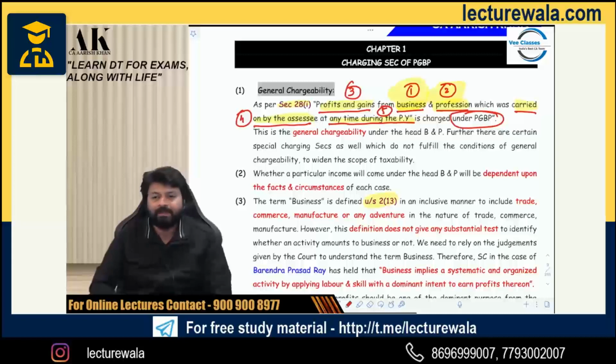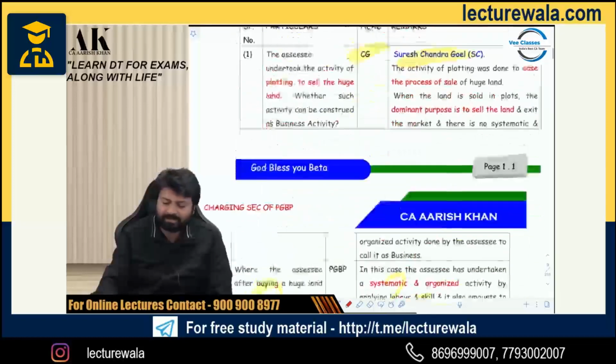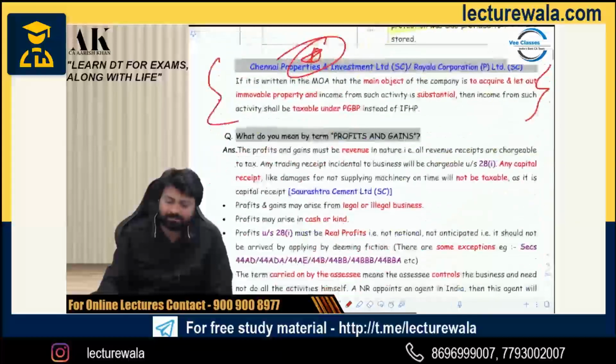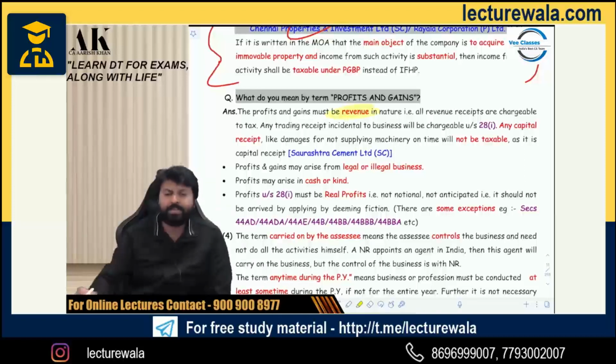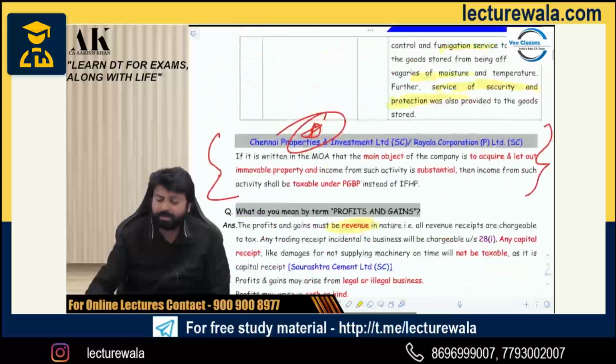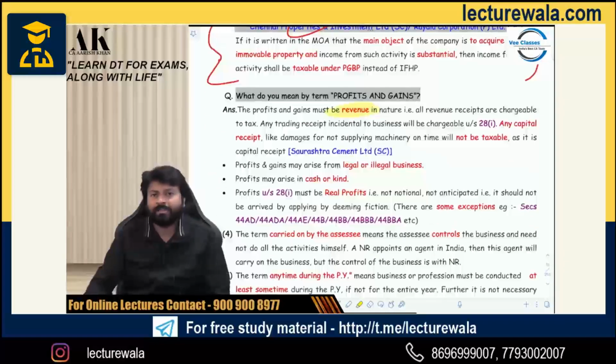Coming to point number 3, profits and gains. You have to earn profits and gains. There are some characteristics of profits and gains. Let me tell you what those characteristics are. There are 4 characteristics of profits and gains which as a student you have to keep in mind. First of all, profits and gains must be revenue in nature. Page number 1.3.